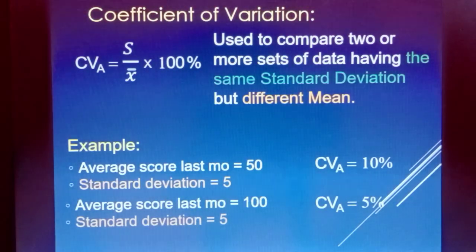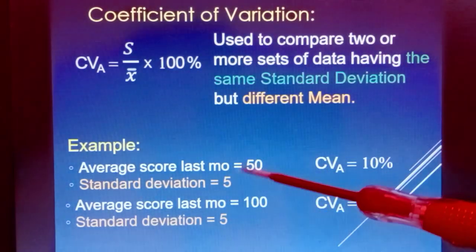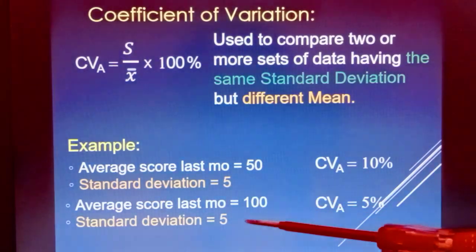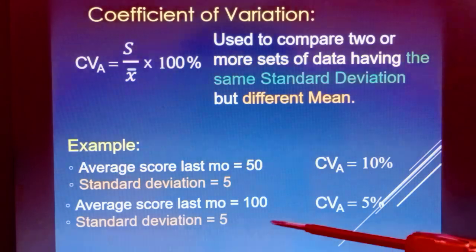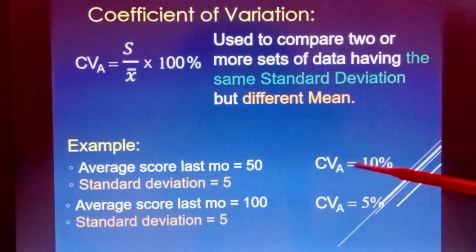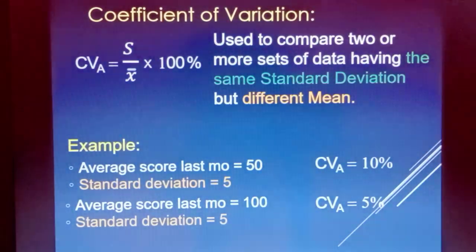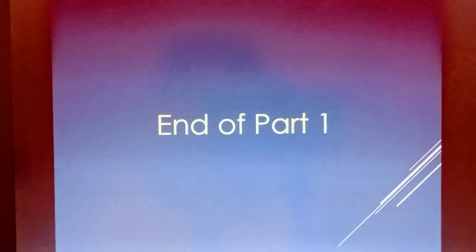Another example is this one. We have a standard deviation of 5, which is the same as the first one, but has a mean of 100. So, standard deviation divided by the mean equals 5%. 5 over 100 is 5%. That is the coefficient of variation of the second one. So this is the end of part 1.